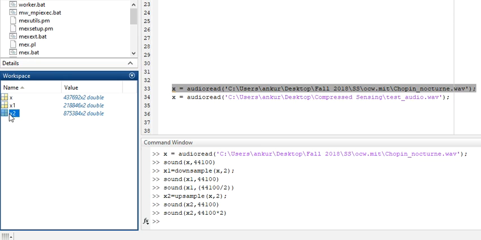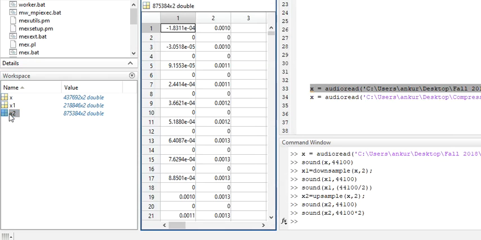So let's have a look at the matrix. You see, for every one sample, the size increases by a factor of 2, since the coefficient was 2 in here. So for every one sample, it interpolates it with a 0. So that's why we get that noise coming in.